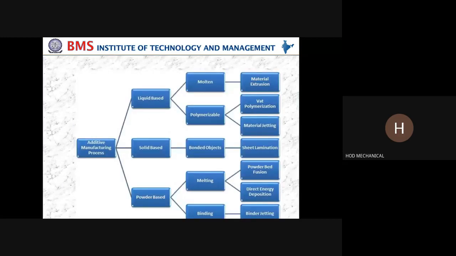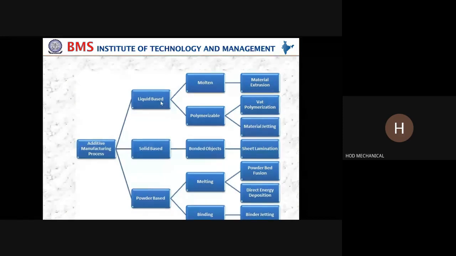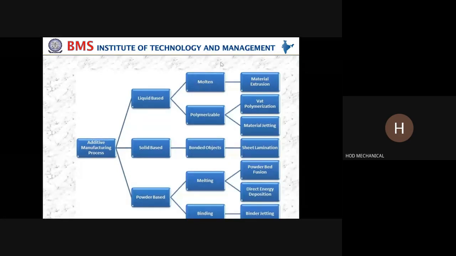Now you can observe this is another way of classifying additive manufacturing processes. It might be liquid based, solid based, or powder based. Under liquid based, it depends upon the way you are going to solidify it. If it is molten metal, that is material extrusion. If it is polymerization, that is vat polymerization or material jetting. Whatever the 7 methods I have told you fall under this category. When we discuss them individually, we will know how each is carried out. Just remember that.